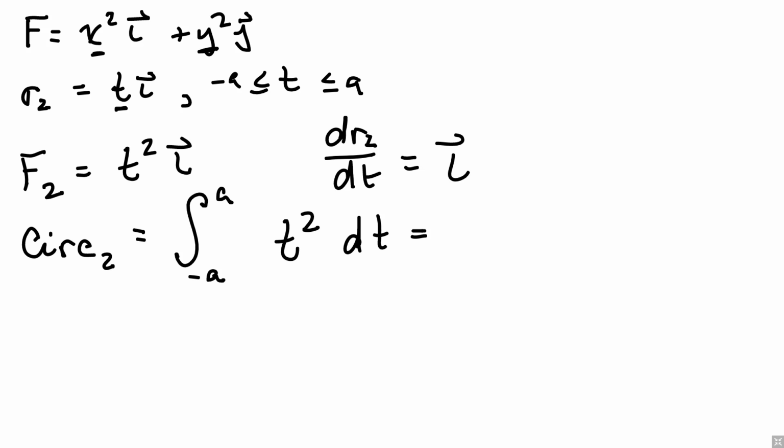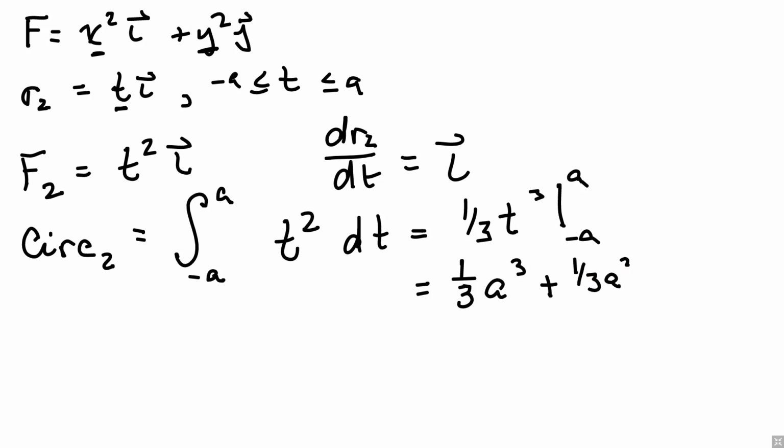Well, if we integrate this, it's going to be 1/3 t cubed, evaluated from negative a to a. So we're going to end up with 1/3 a cubed. Now it's going to be minus, but let's keep in mind when we take negative a and cube it, it's going to give us what? Minus. It's going to be minus, but we got two minuses, which makes it a plus. So we're going to end up with 1/3 a cubed. So we're going to end up with 2/3 a cubed for our answer.